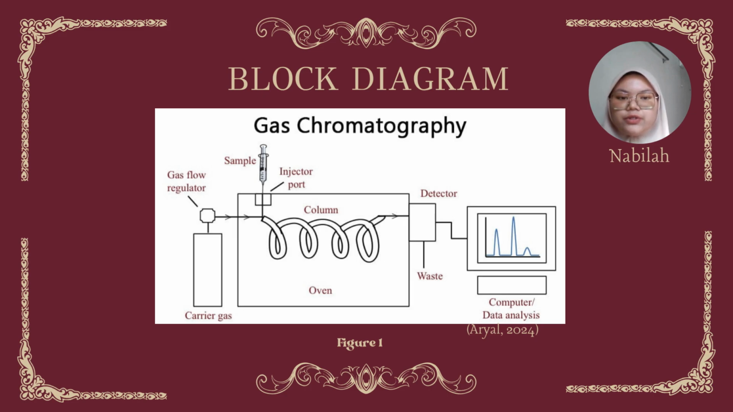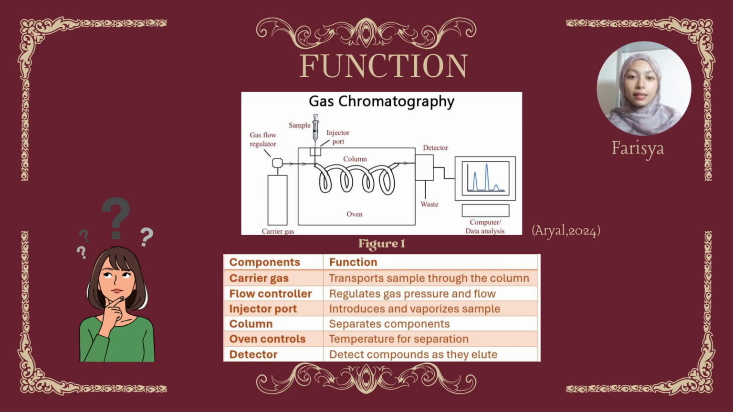Hello everyone, in this part, I will briefly explain how gas chromatography works and the role of each main component. Firstly, an inert carrier gas is supplied to move the sample through the system. The flow controller regulates this gas so it flows at a constant rate, which is important for getting accurate and reproducible results. Next, the sample is introduced to the injector port. This part is heated to quickly vaporize the sample so it can mix well with the carrier gas. A septum is used at the injector to allow the sample to be injected without any gas leakage.